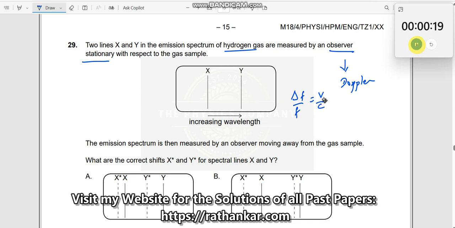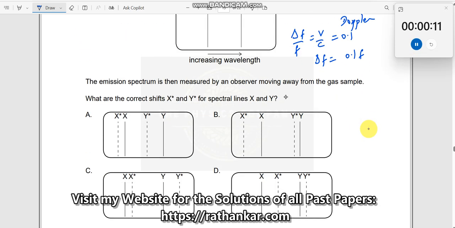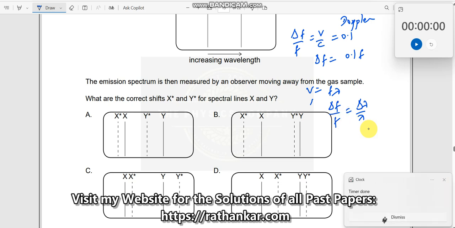Now let me consider that V by C is equal to some 0.1. Therefore delta F should be equal to 0.1 times F here, right? Now we know V is equal to F lambda, and V is not changing, so delta F by F is equal to delta lambda by lambda, relative uncertainty method, which we have got here. If you're still getting confused, do ask me. I'll put across a video, or maybe you can go to my website to see how I get these kinds of things.